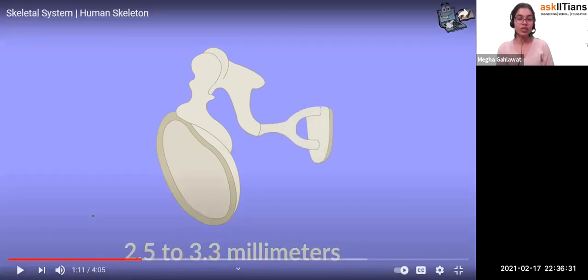This stirrup bone that she's talking about is present in our ear. In our ears we have three small bones each: malleus, incus, and stapes, or the stirrup. And the stirrup is the smallest bone in the human body.